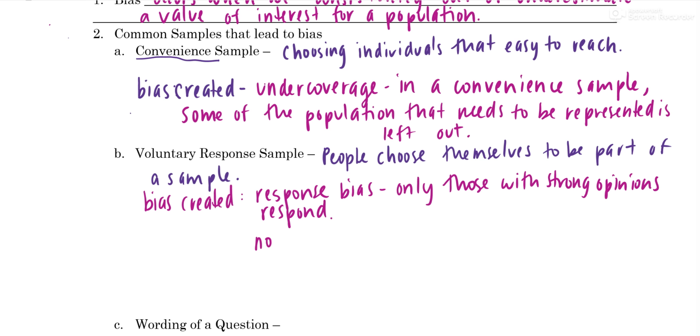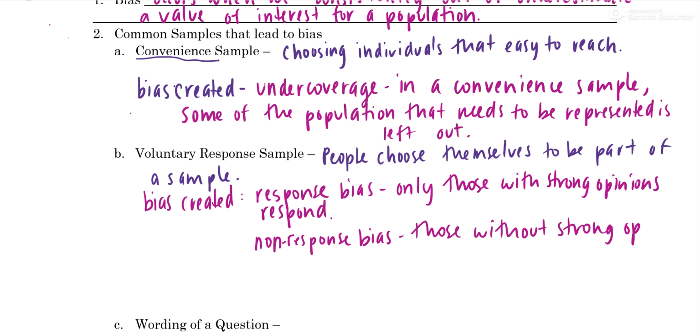And then you have non-response bias, which for a while sort of made me angry that these were 2 different things, but AP really feels like these are 2 different things. And non-response bias is basically what is true for the rest of the group, which is if you don't have a strong opinion, you're not going to choose to respond, and therefore you're not going to be represented. So those without strong opinions choose not to respond and are not represented.